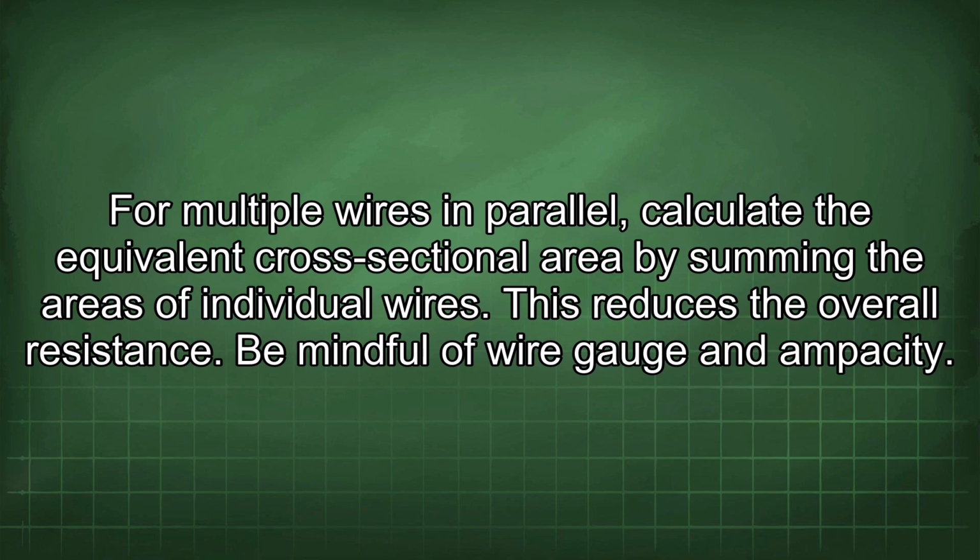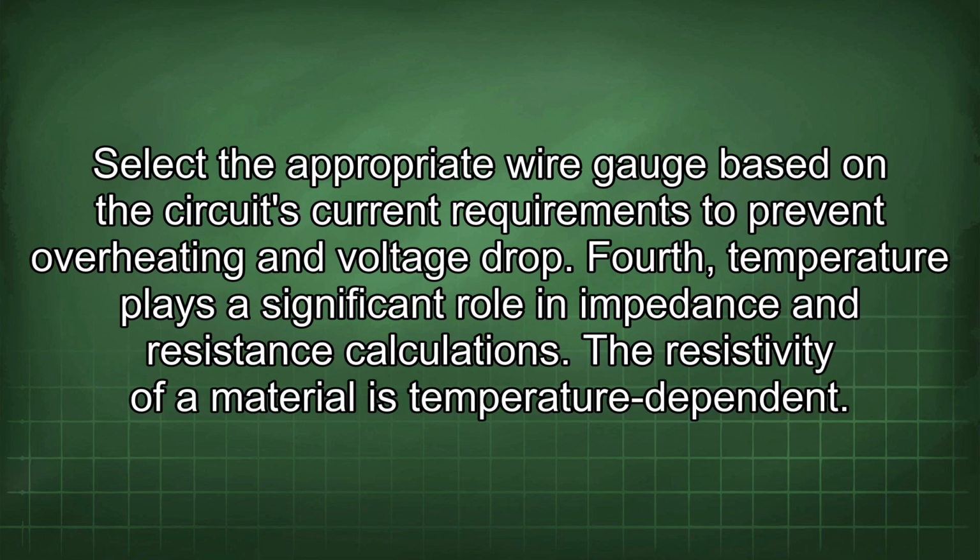For multiple wires in parallel, calculate the equivalent cross-sectional area by summing the areas of individual wires. This reduces the overall resistance. Be mindful of wire gauge and ampacity. Select the appropriate wire gauge based on the circuit's current requirements to prevent overheating and voltage drop.